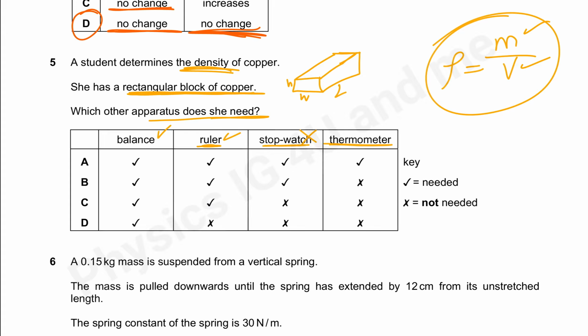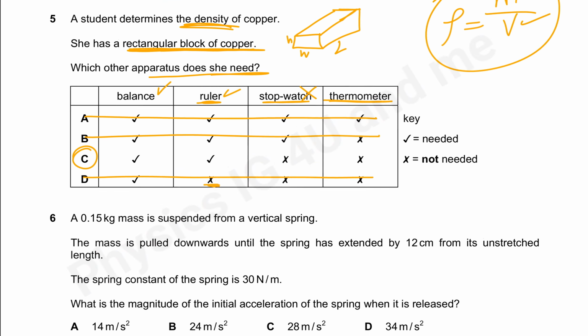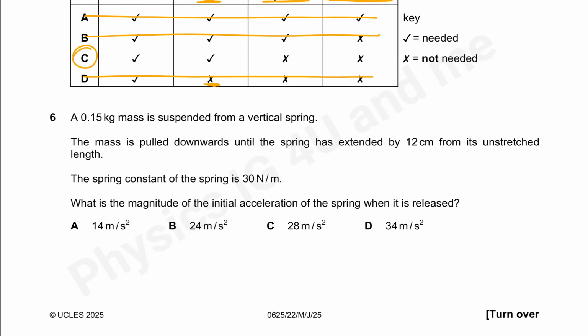So I only need balance and ruler. Which one has both of them? A is wrong, right? And B is wrong because they say we need a stopwatch. D is wrong because they say here that we don't need a ruler. Actually, we do. So it's option C. I hope it's clear.